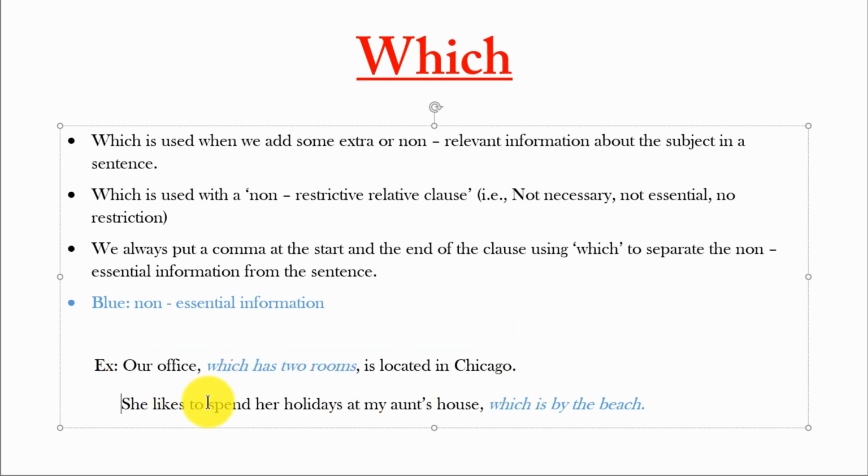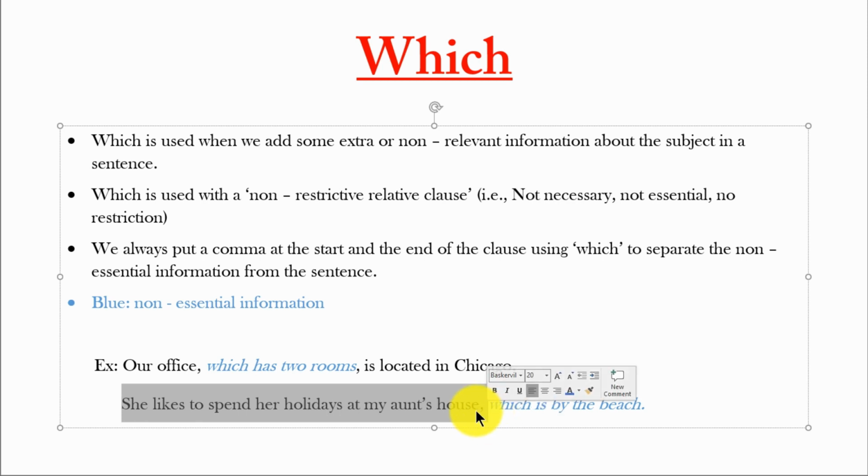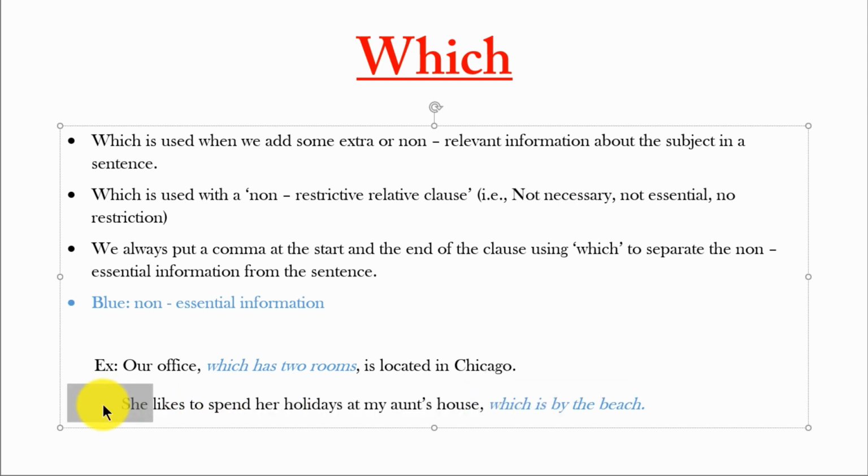Now let's look at this sentence. She likes to spend her holidays at my aunt's house. Now what is the subject in this sentence? Till where I read, she is the subject. So we are talking about she. So the entity which is being discussed in the sentence, or the entity about which the sentence is, is the subject. So in this sentence, we are talking about she. So she is the subject.